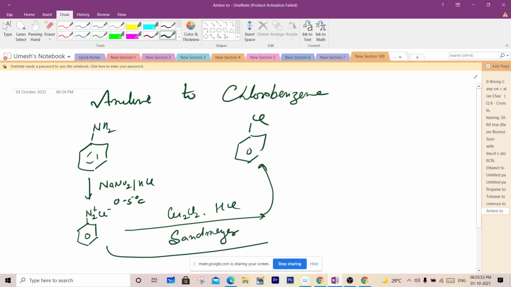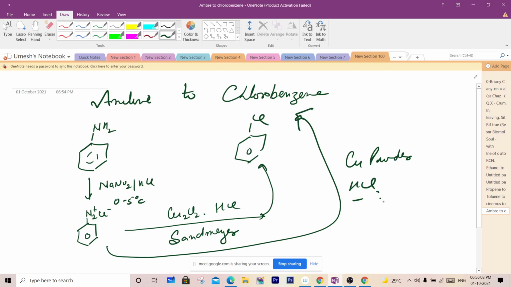Any other way? Copper powder with HCl. What do you call that reaction? Gattermann reaction. Okay, got it? Yes, sir. All right.